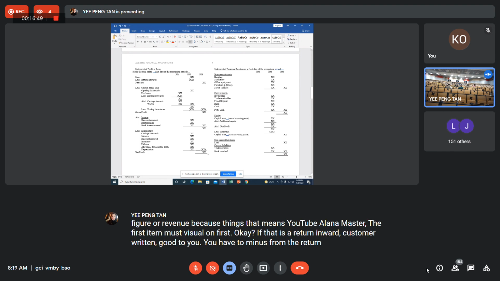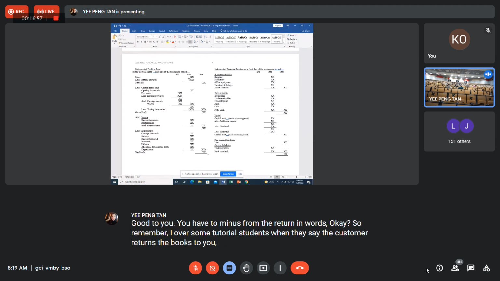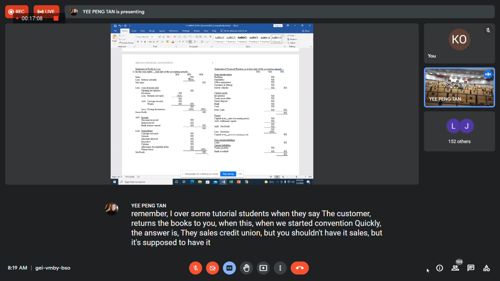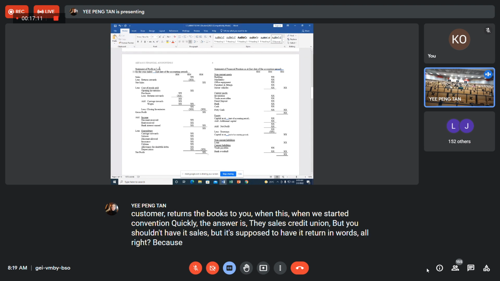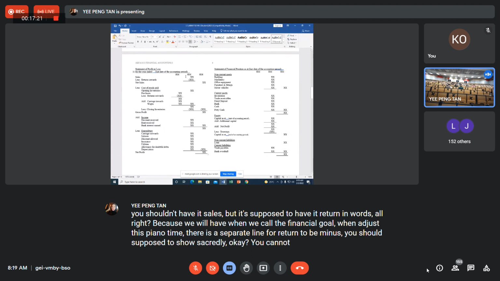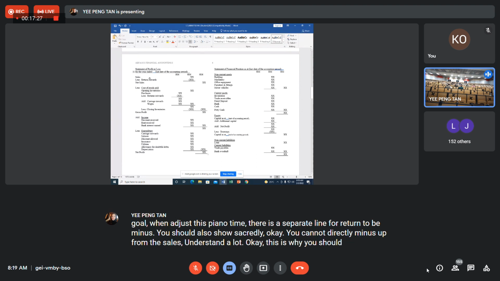the return inwards. I went through some tutorials with students, and when I asked what happens when the customer returns the goods we sold to them, some students gave me the answer that they debit sales and credit trade receivable. You shouldn't debit sales, you're supposed to debit return inwards. When we adjust this P&L, there is a separate line for return inwards to be minused. You're supposed to show it separately. You cannot directly minus it from the sales.